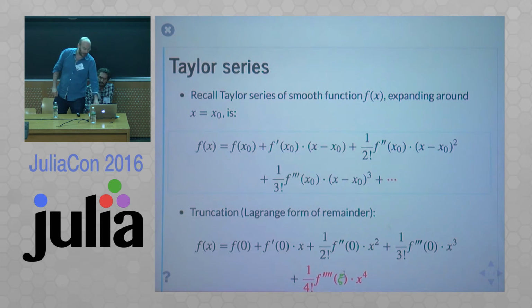And so the idea is, we want to have a bound on this value, this fourth derivative evaluated at xi. If we can have a bound on that, which means a lower and upper bound, in other words, an interval, then we'll actually be able to have a rigorous version of this sine function.